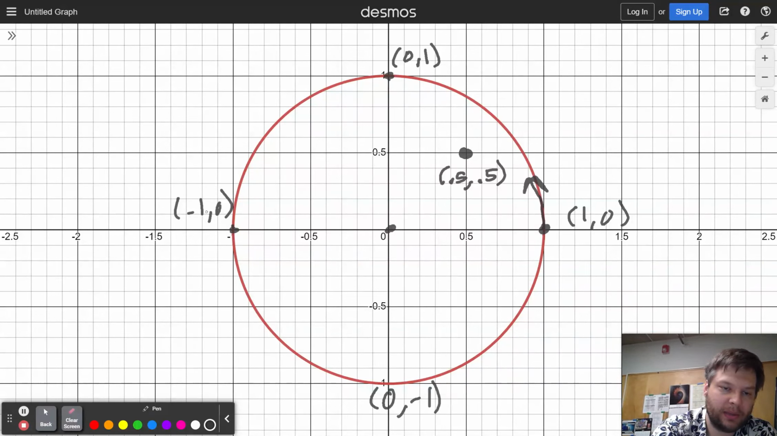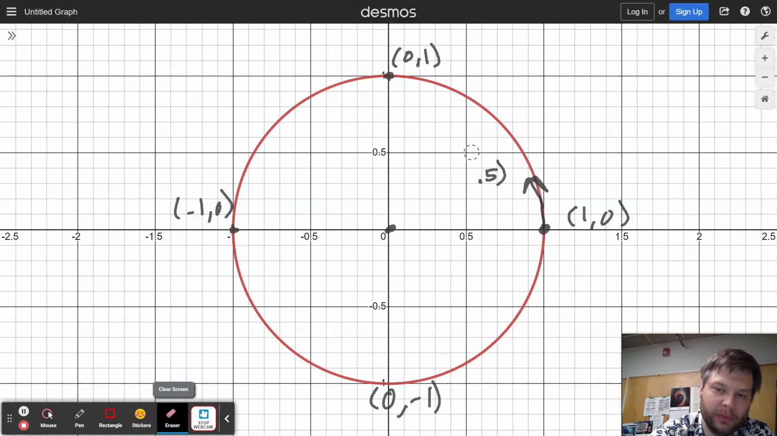And our other example over here, negative 1 comma 0, that doesn't add up to 1 either. That adds up to negative 1. So it's kind of confusing because our x and y values seem to add up to different things depending on where you are around the circle. So let's get rid of this 0.5 comma 0.5 point.